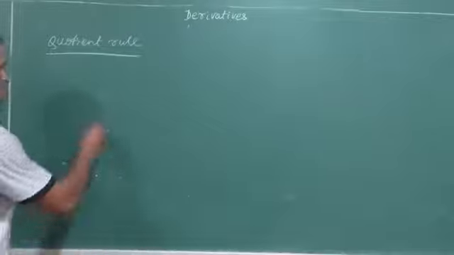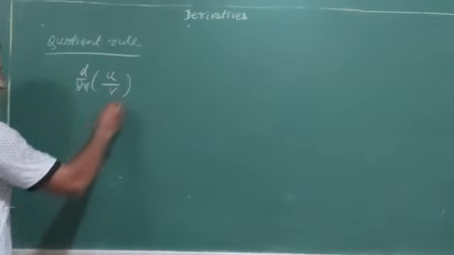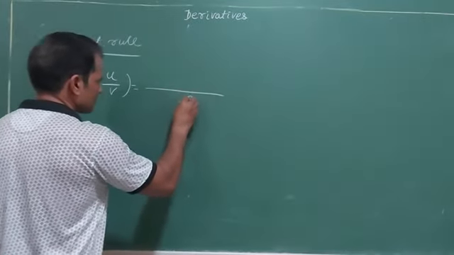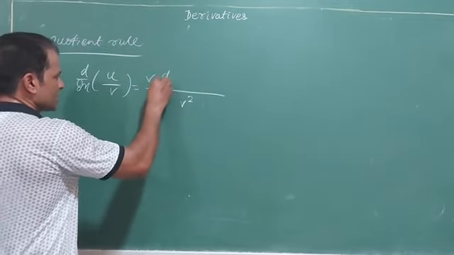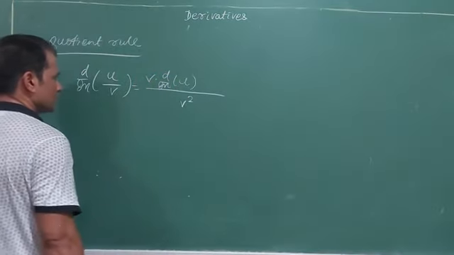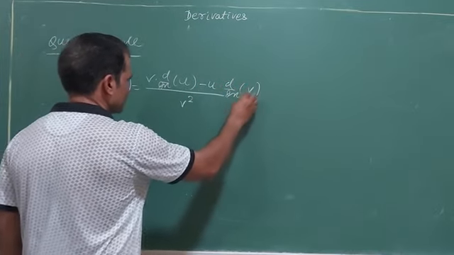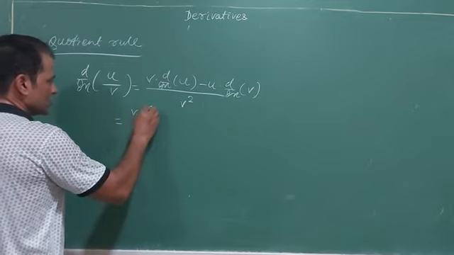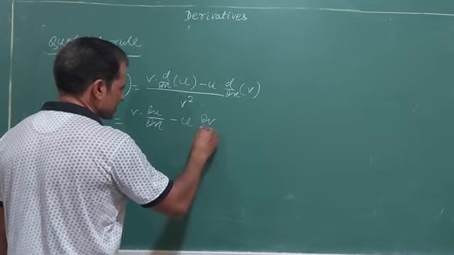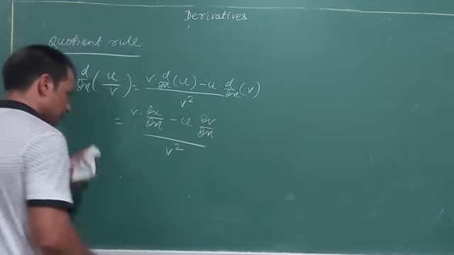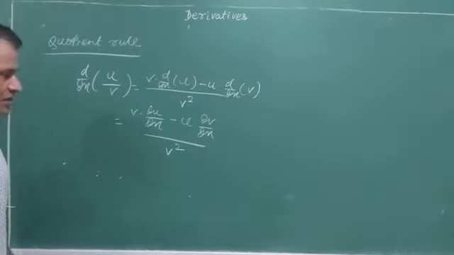What is the quotient rule? d by dx of u by v is the denominator whole square, into denominator times d by dx of numerator minus numerator times d by dx of denominator. That's v into du by dx minus u into dv by dx, divided by v square. And u and v are functions of x.